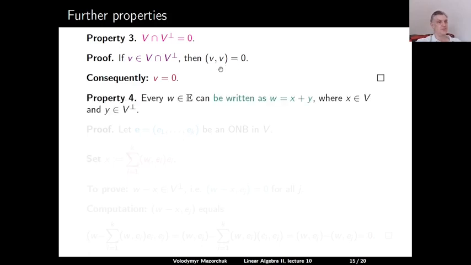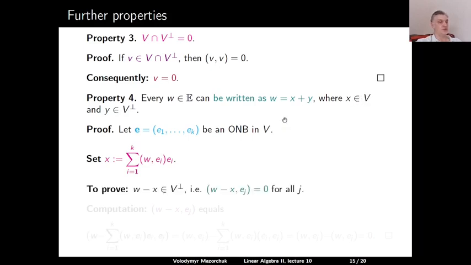Property 4. Every element w in E can be written as a sum of two elements x and y, where x is in V and y is in the orthogonal complement of V. Proof. As we have already seen, any Euclidean space has an orthonormal basis. So let us choose an orthonormal basis e1 and so on ek in V. Then let us denote by x the linear combination of these elements ei with coefficients given by the inner product between w and ei. This, by definition, is an element in V.